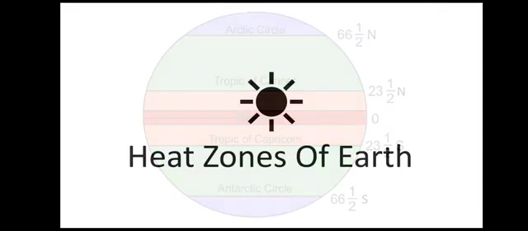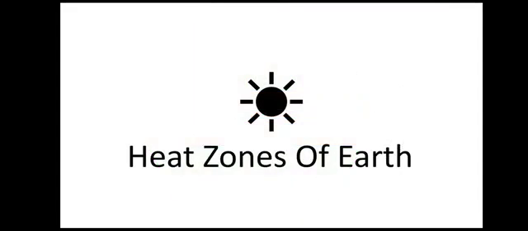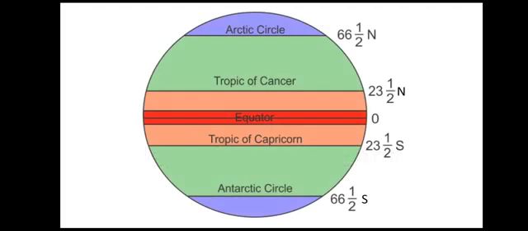Heat zones of the Earth. The midday sun is exactly overhead at least once a year on all latitudes in between the Tropic of Cancer and Tropic of Capricorn. Thus, these areas receive the maximum heat and are called the torrid zone.